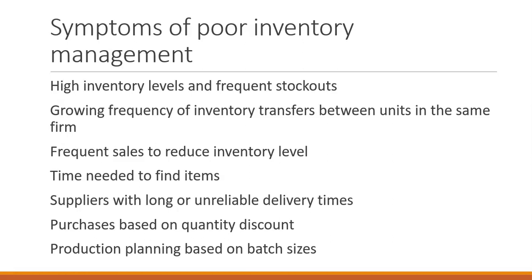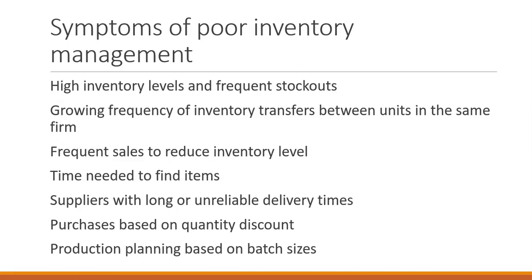Frequent sales to reduce inventory. That's a symptom of high inventory levels. Our warehouses are full, we have too much stock on hand, and so we need to have a sale to get rid of it. We can't find anything. We have so much inventory that we keep losing things.